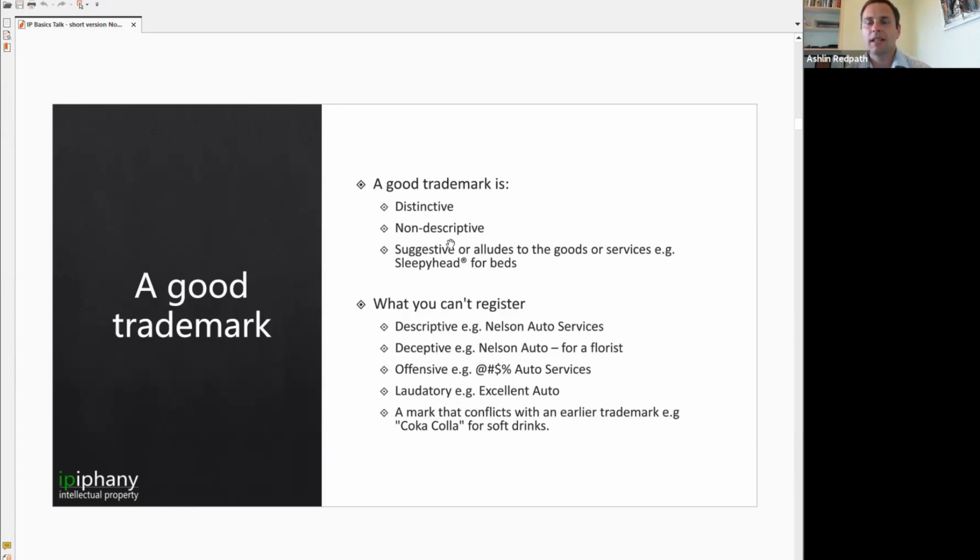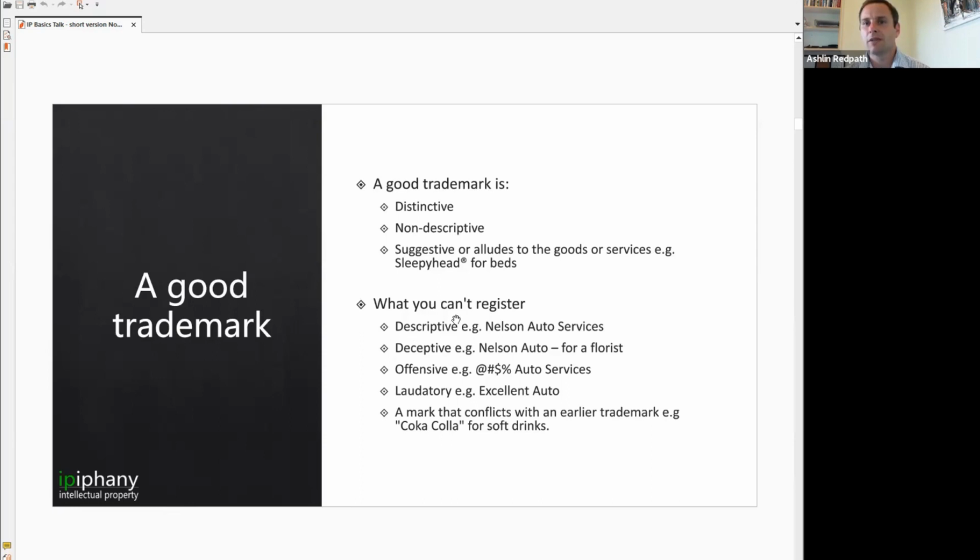So this slide here sort of talks about what makes a good trademark. It needs to be distinctive, it needs to set yourself apart from other competitors. It can't just be something generic or descriptive. It's also sometimes good if you can come up with a brand that is suggestive or alludes to the goods or services that you're creating. So I'll provide an example there, like Sleepyhead, for example, for beds. It's not describing what they do, it's not saying we're a bed seller, but you kind of get the implication just by reading the word.